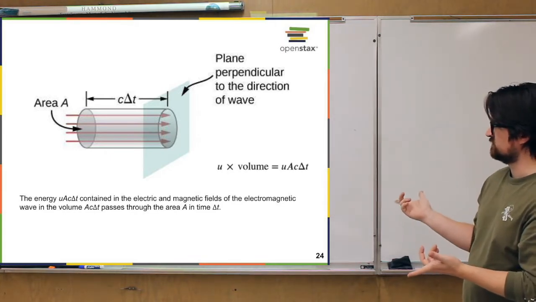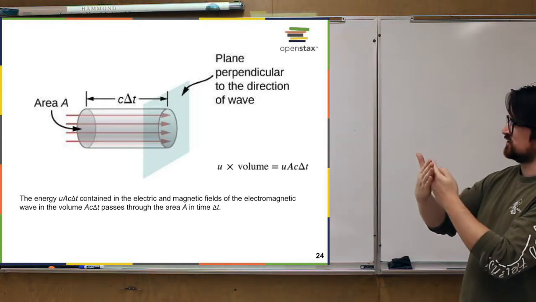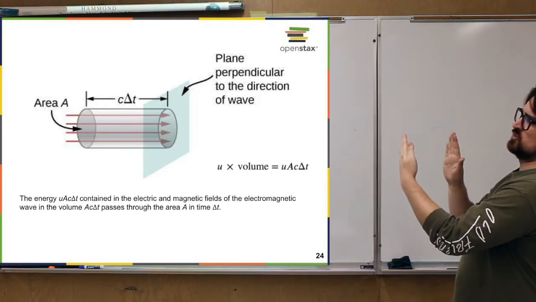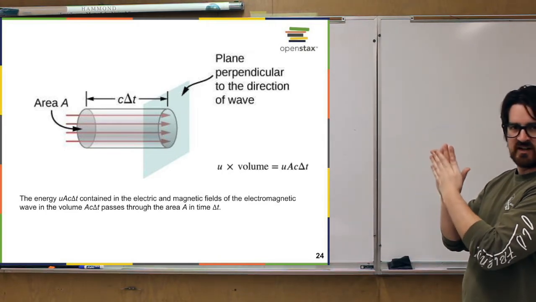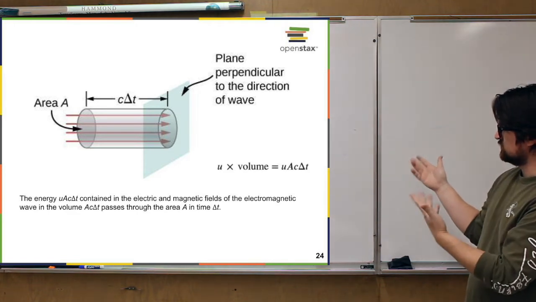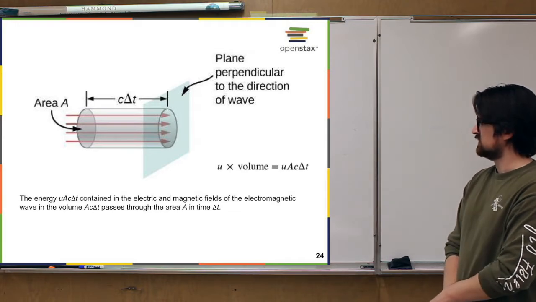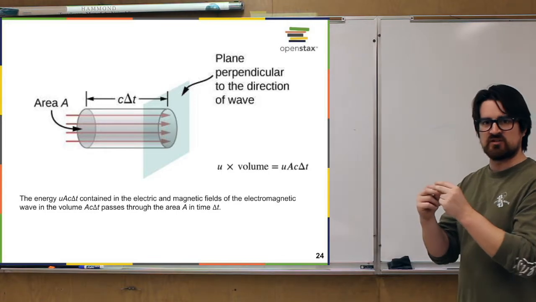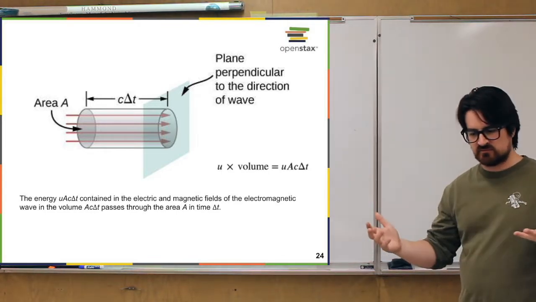U multiplied by the volume, and the volume in this case, if the circular surface of this cylinder is area A, then the length of this cylinder is going to be that delta t, that tiny amount of time, multiplied by c, the speed of that wave. That's the length of it. So the volume just looks like U, A, c, delta t. So this would be the energy transported in this cylinder in this tiny little amount of time. But what about the energy, say, per area per unit of time?